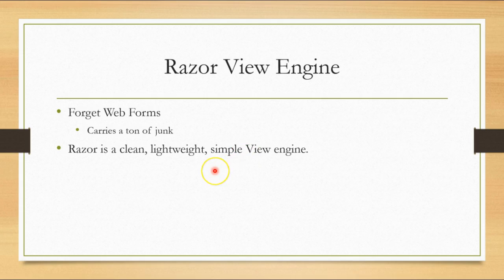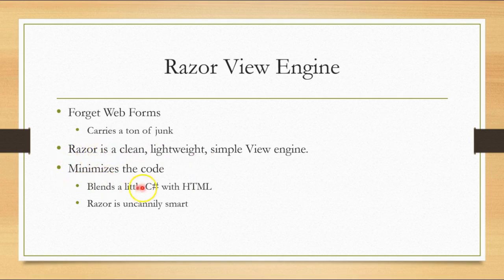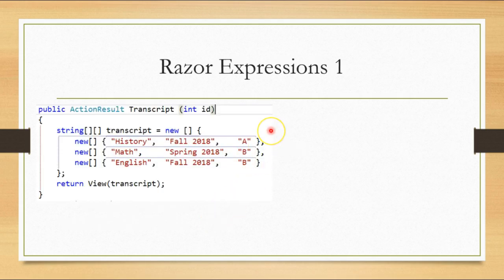Next few slides, we'll talk about Razor. Nice thing about it is it's clean, it's lightweight, and it's simple to use. You've already seen some examples of it. So the benefits are it minimizes the code. It blends a little bit of C# with HTML. And the nice part is it is uncannily smart. It's well designed to be intuitive. All right. So let's talk about some Razor expressions that we have.